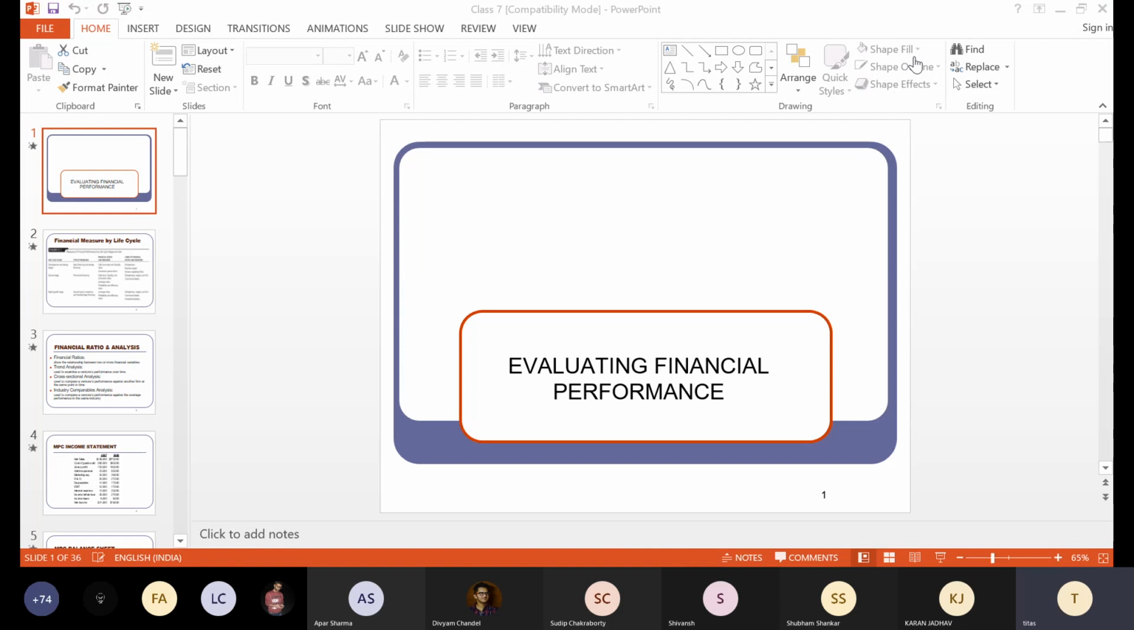So this is the detailed understanding of the financial basics we have covered so far. Now, the next step is the evaluation of the financial performance.